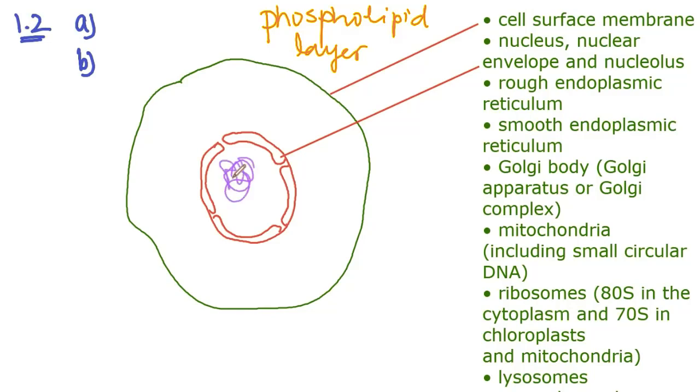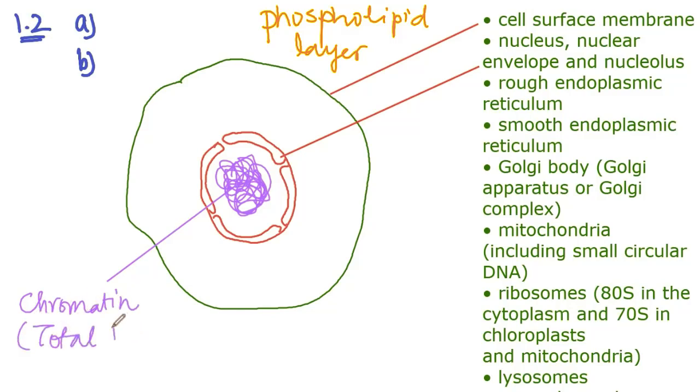Right now, the chromosomes are visible as just jumbled up threads over here, and a term used to describe these is chromatin. So this is chromatin, and chromatin refers to the total DNA content of the cell.